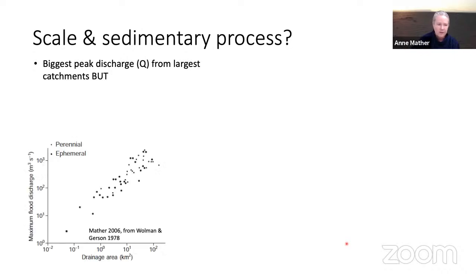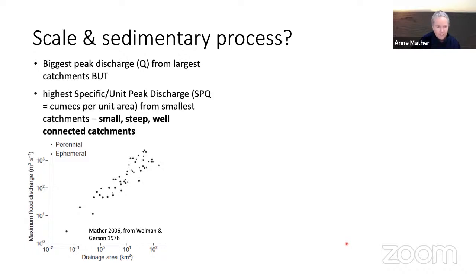So thinking about scale and sedimentary process, this is a case of size matters in terms of floods. And the biggest peak discharges we typically get from any catchment, so we're thinking about fluvial catchments, whether they're perennial or ephemeral, is the bigger the catchment, the bigger the floods. So the biggest catchments typically will generate the largest peak discharges. And this has been kicking around in the geomorphological literature for a long time, as you can see from this work from the 1970s.